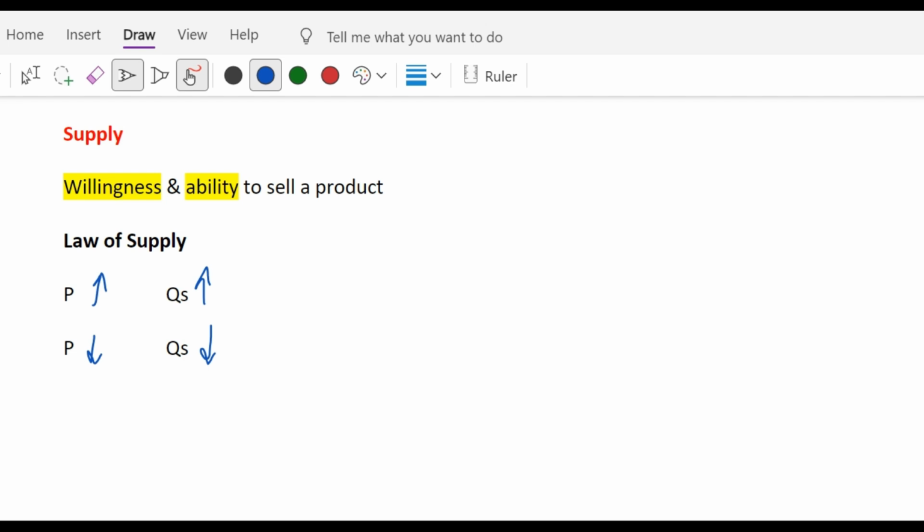What is the reason behind this? Let's say I'm the supplier of chocolates. When the price of chocolates increase, if I sell more chocolates during that particular period when there is a price rise, I can get more profits. Therefore, I will supply more goods in the market, which is why the quantity supplied increases.